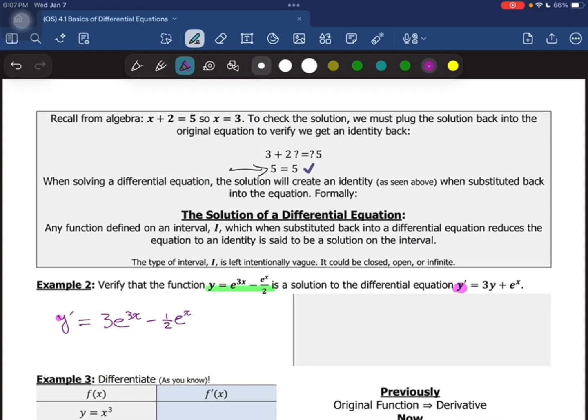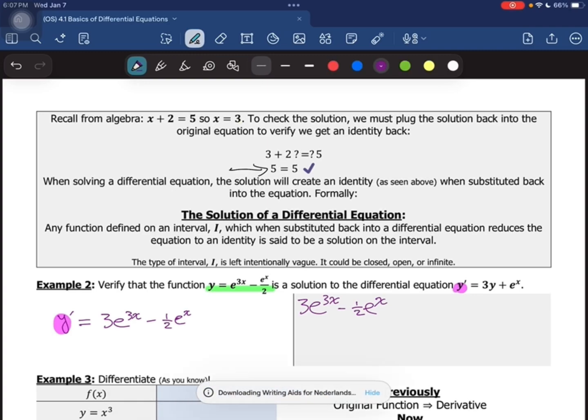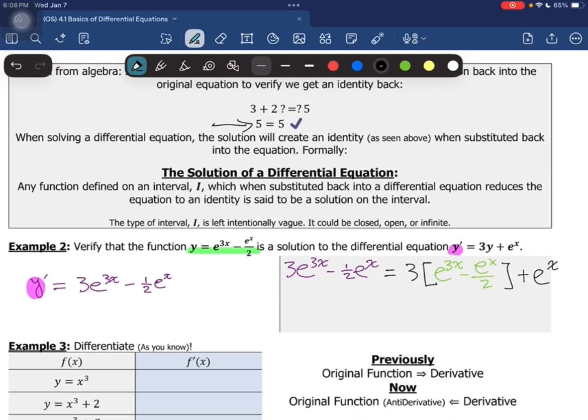Now, we got this for our y prime, and we're going to plug it back into here. 3e to the 3x minus 1/2 e to the x is equal to 3 times, and what was our y? Our y is what we have here in green. e to the 3x minus e to the x over 2, plus e to the x.